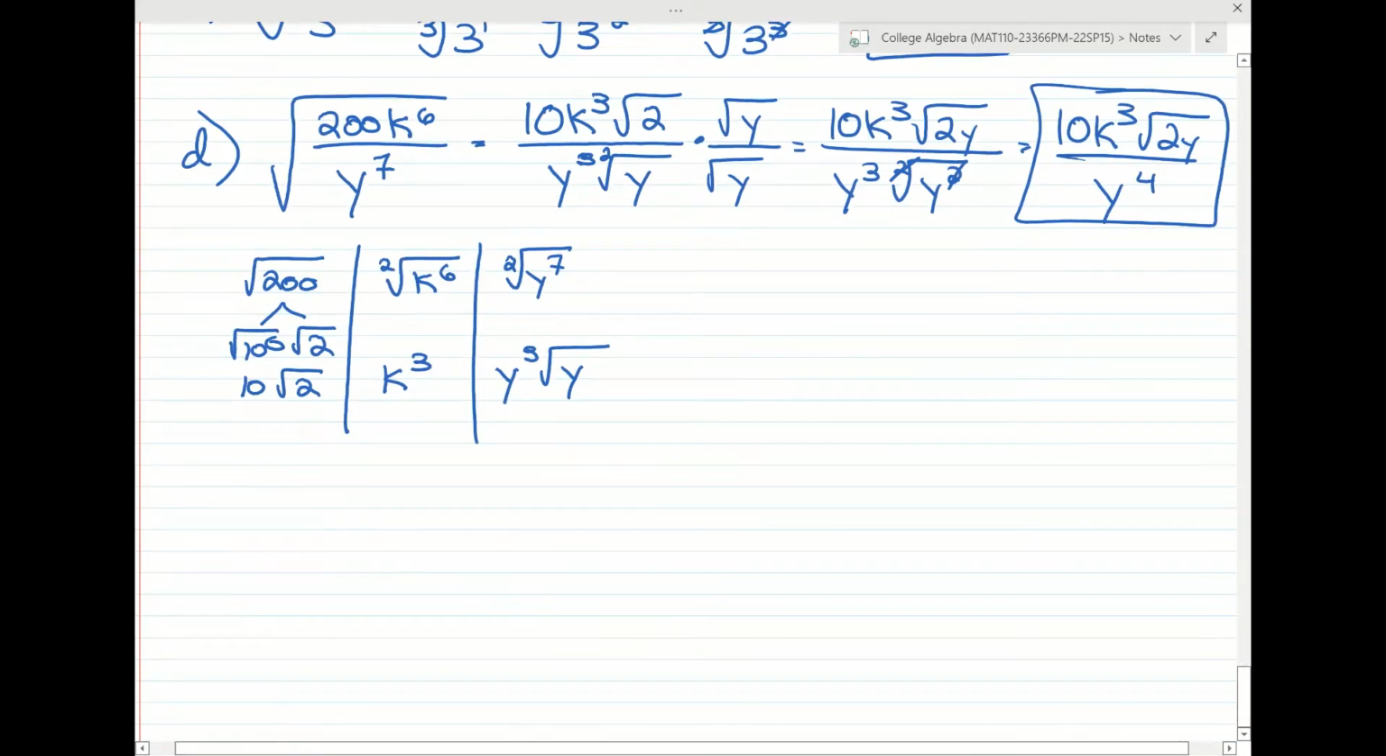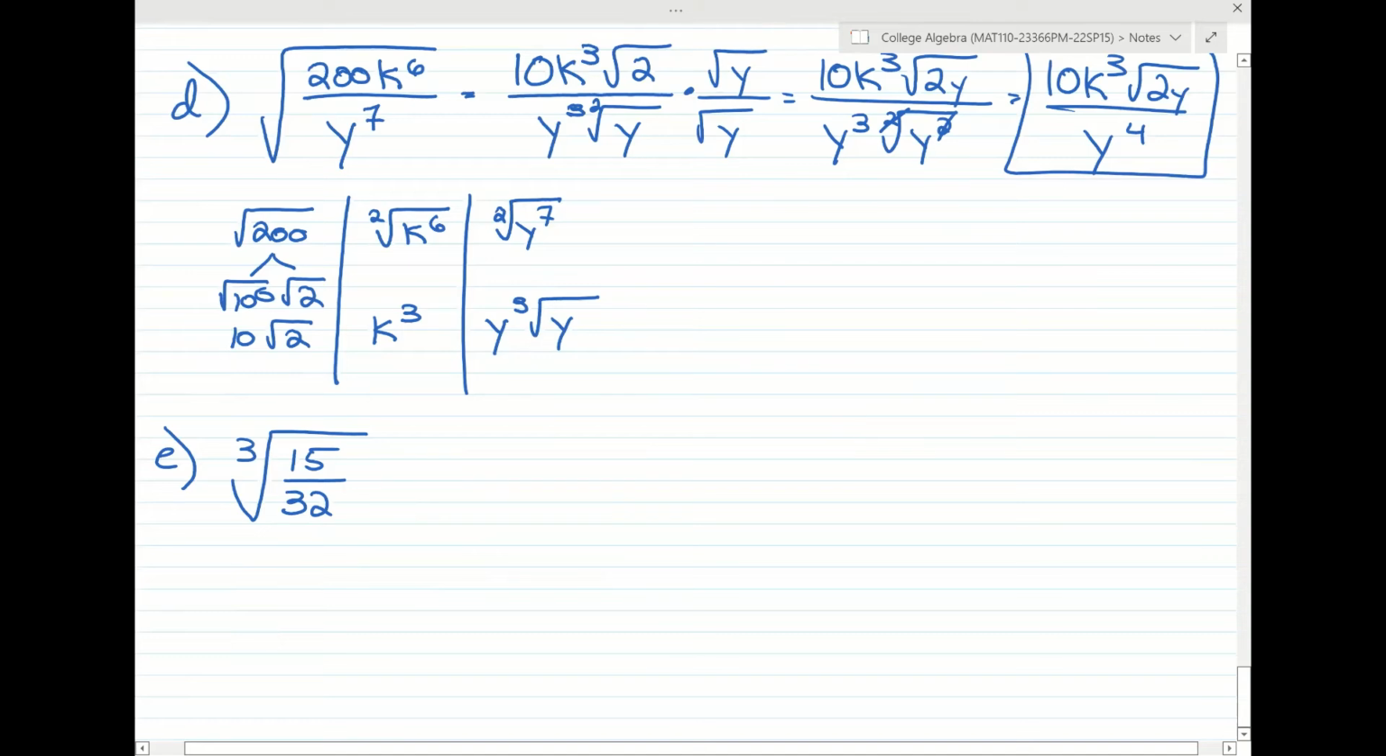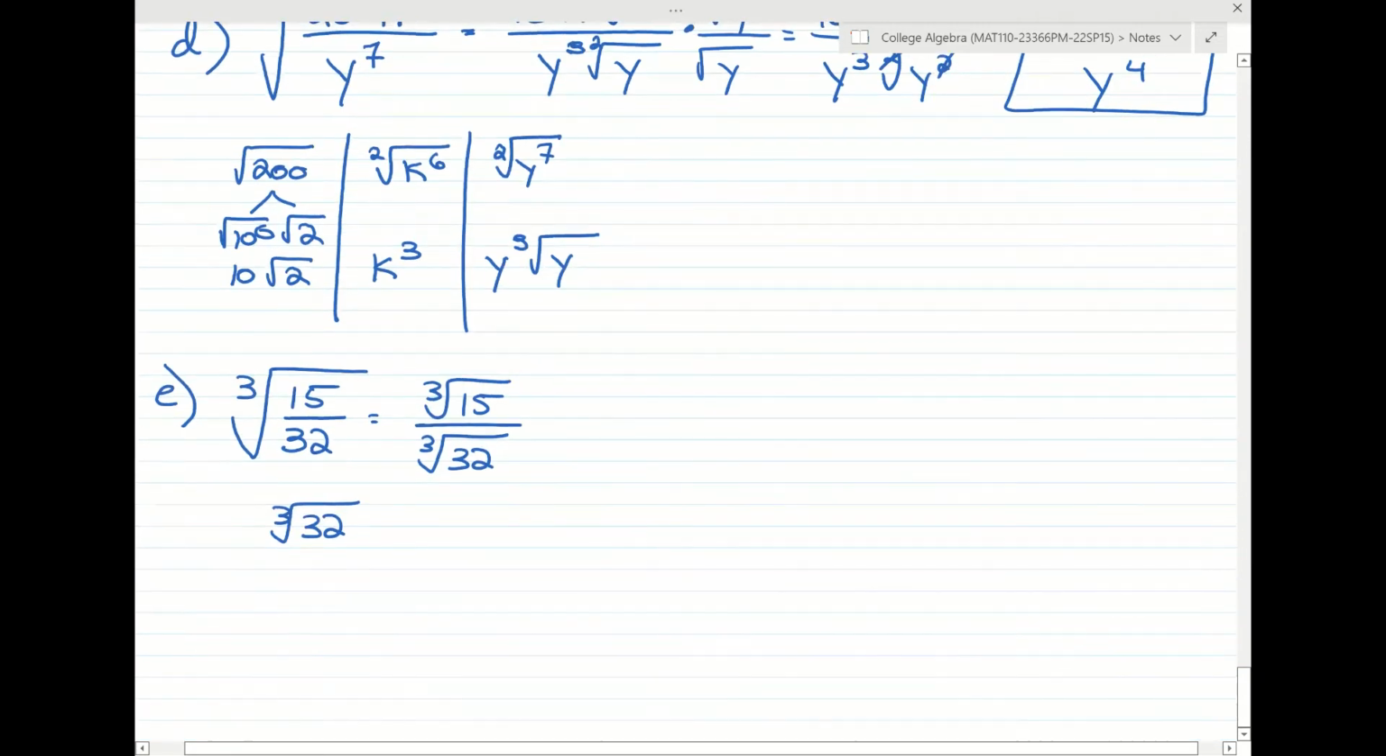A couple more of these. Let's try the cubed root of 15 over 32. First step for these problems is, of course, you want to simplify. Cubed root of 15, there's no roots of 3 there. I do know that the cubed root of 32 is simplified.